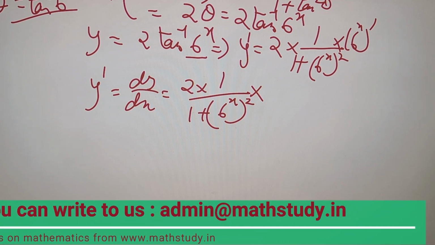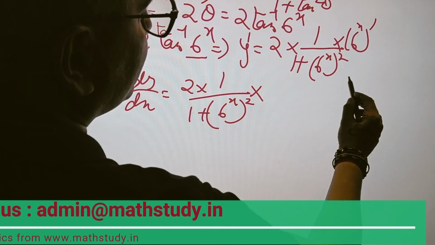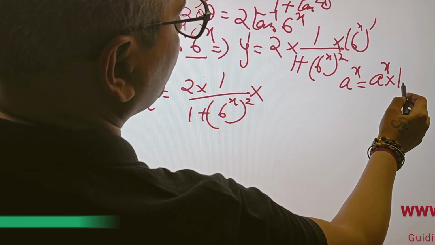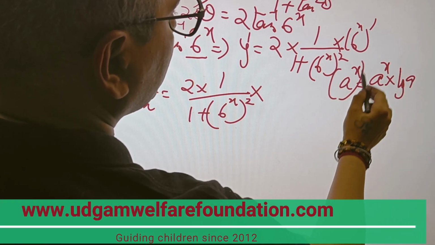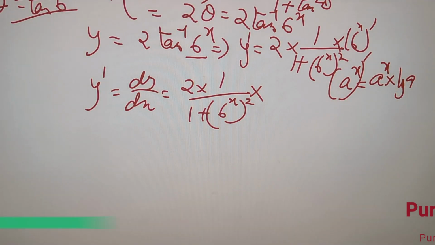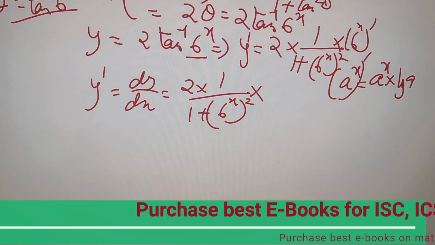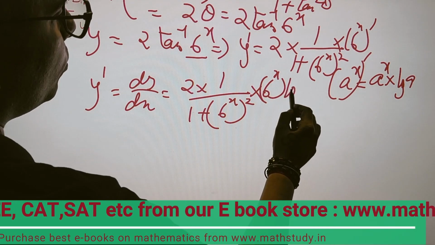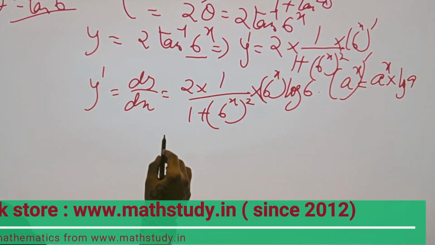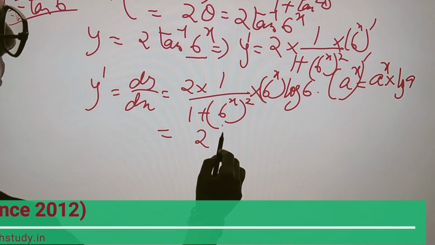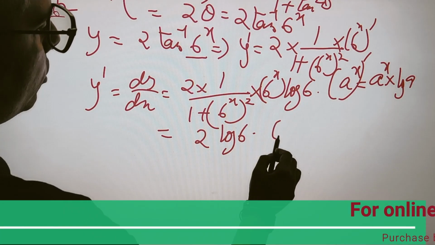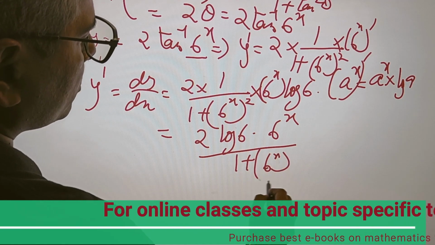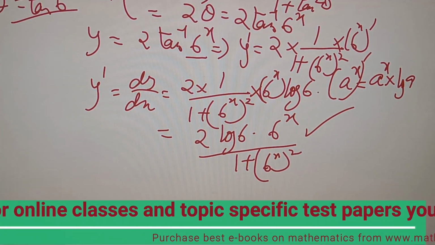We have to learn or remember this part. The derivative of a raised to the power x is a raised to the power x into log a. So we can simply write 6 raised to the power x into log 6 here. So our answer is 2 log 6 into 6 raised to the power x upon (1 plus 6 raised to the power x) whole square. So this is our answer here.